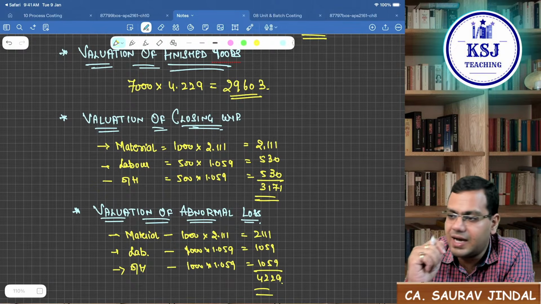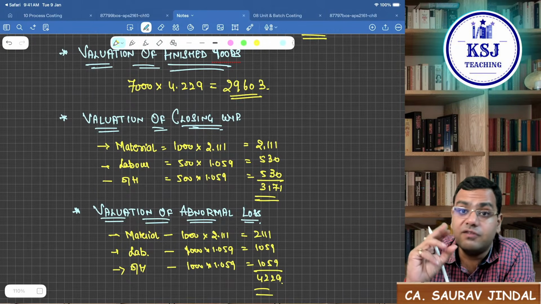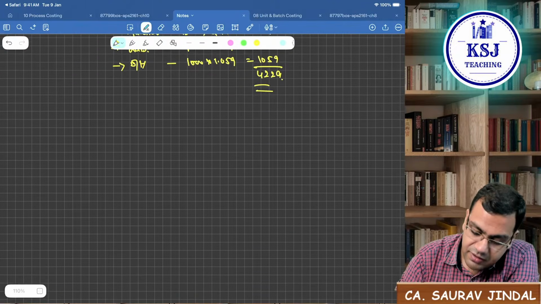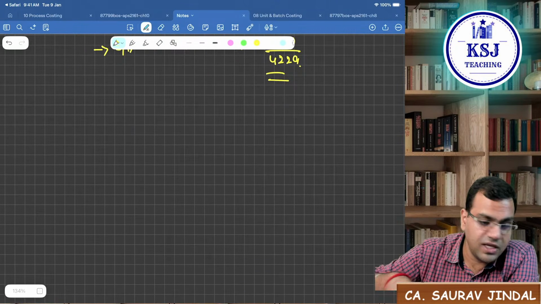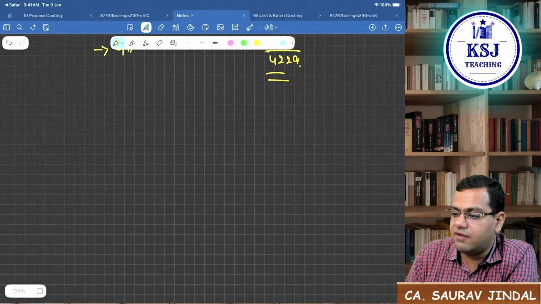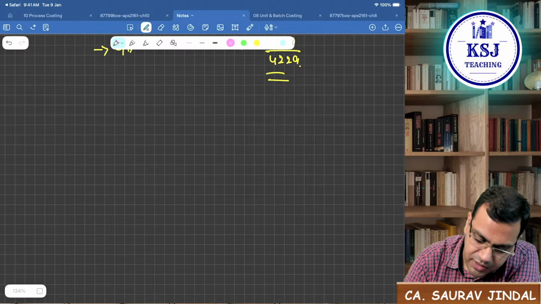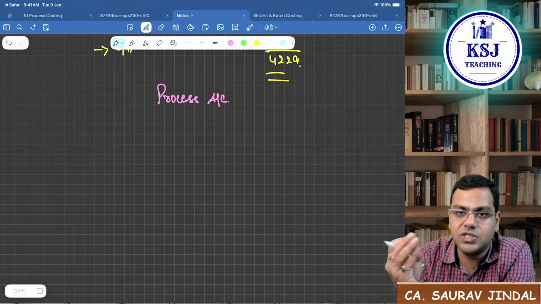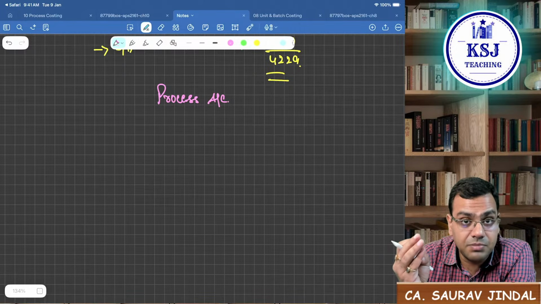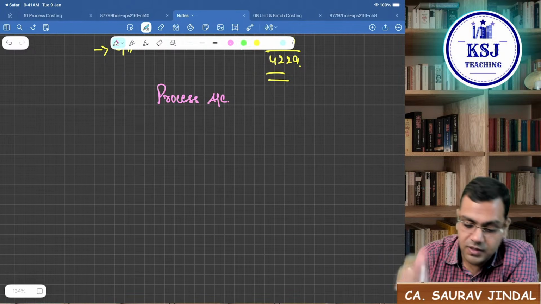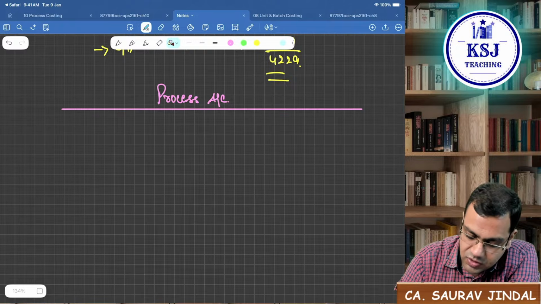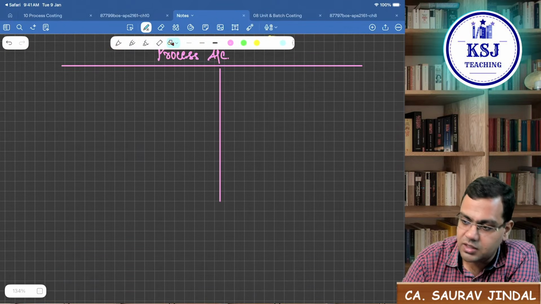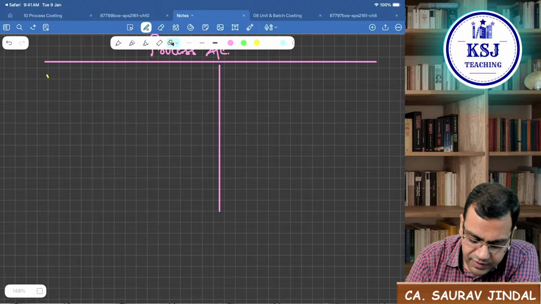Okay. Now, the last step that we have is preparation of process account. From this information itself, whatever information we have gathered, how can we prepare a process account now? Because in the exam, this can be a complete question, where they ask you to prepare statement of equivalent production, statement of cost per equivalent unit, then process account. So all the valuations are a part of this. So if you have to prepare a process account here, what will you do?